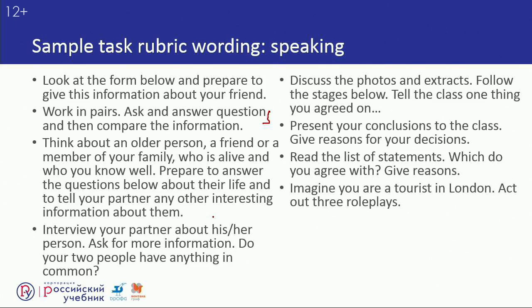Think about an older person, a friend, or a member of your family who is alive and who you know well. Prepare to answer the questions below about their life and to tell your partner any other interesting information about them. Interview your partner about his or her person, ask for more information. Do you have anything in common? Do you have anything in common is a very common, sorry about this, tautology, is a very common type of a speaking task rubric. Discuss the photos and extracts, follow the stages below, tell the class one thing you agreed on. Present your conclusions to the class, give reasons for your decisions.